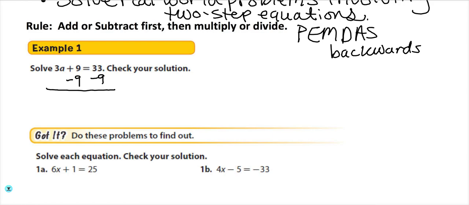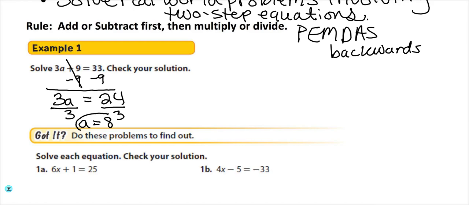Okay, now I still have a 3a left. Usually whenever we move something, everything cancels and we're ready to go, but this time we're not yet. So we're going to cancel that. Now I have 33 minus 9. 33 minus 9 is going to give us 24. Then we're going to divide, because that's the next part. It says add or subtract first and then multiply or divide. This says 3 times a. So to undo times, we need to divide. And then the answer is 8.